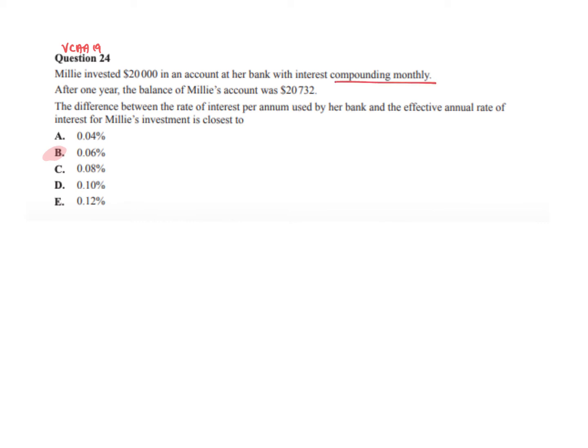Okay, Millie invested 20,000 into her bank with an interest compounding monthly. So once you see this compounding monthly, start writing the things like, so we know when it's compounding, we can use Finance Solver. So I start popping these in. If you're investing, sad day, you're giving your money to the bank, so it's negative PV. After 1 year, the balance of the account. So try to start thinking, remember that 1 year, N equals 12 because it's monthly, yeah? You know that the final value is this, 2732.